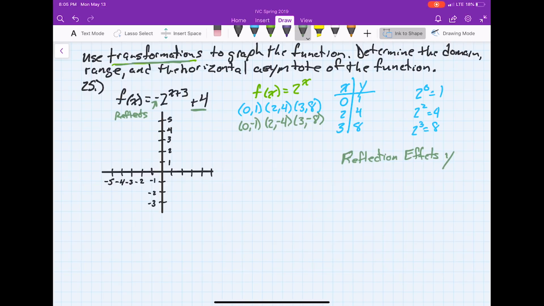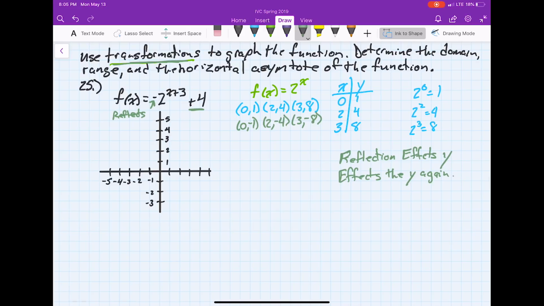Next, we're going to look at our horizontal asymptote. It got moved up 4, but everything else gets moved up 4. And we're moving up and down, so we're affecting the y portion again. This time we are going up 4, so we're effectively adding 4 to the y component. So if we do that step, we're going to get 0, -3, and then 2, 0, and then 3, comma, -4. So I've just added 4 to all the y parts of those ordered pairs.